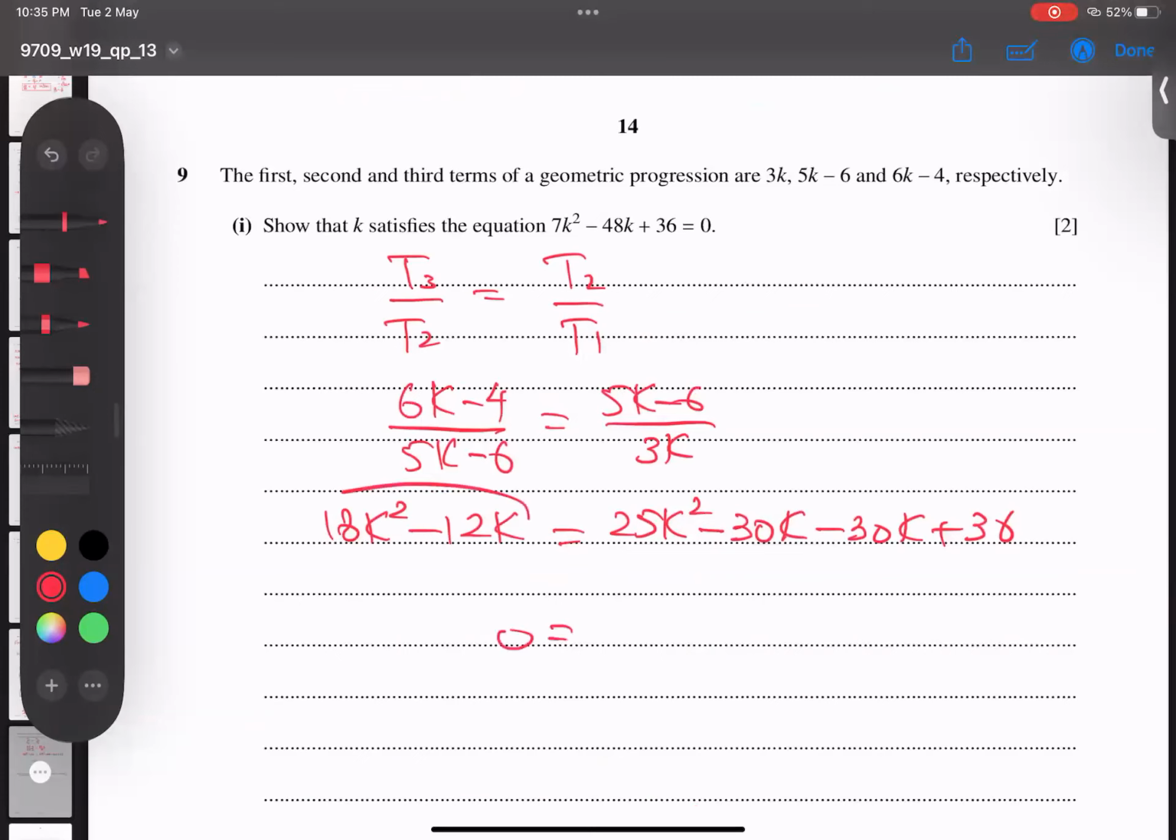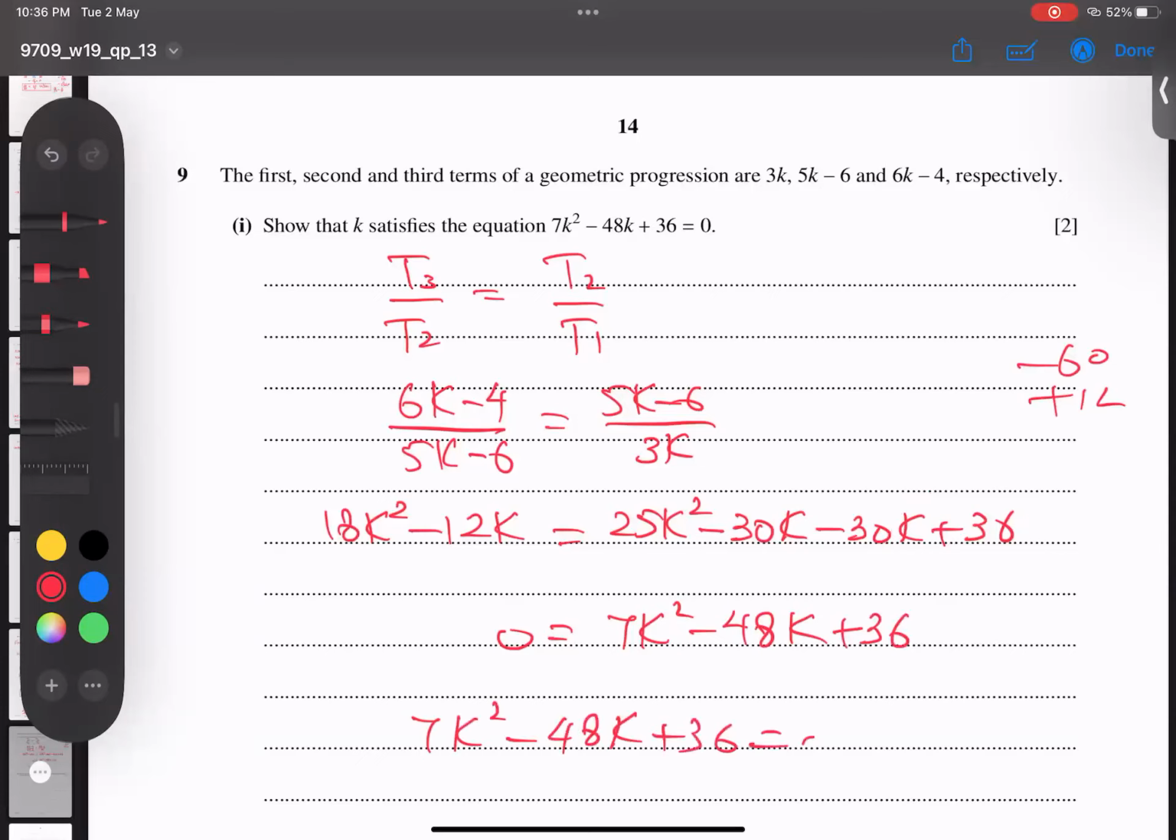So I think it is better to bring the whole thing over. Out of 25, subtract 18, I get 7. This minus 60 and this goes there, so minus 60 plus 12 becomes negative 48. And this is alone, 36, no other number is there. Okay. So this is proved. For the next part, we will see what is being asked.